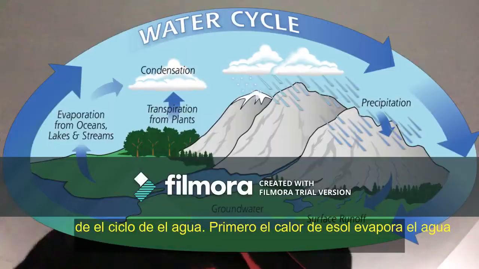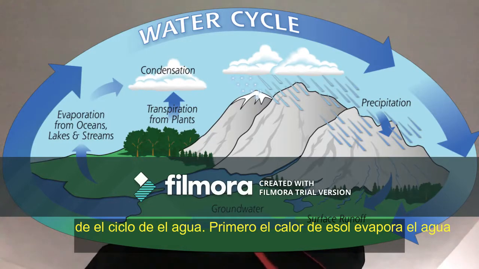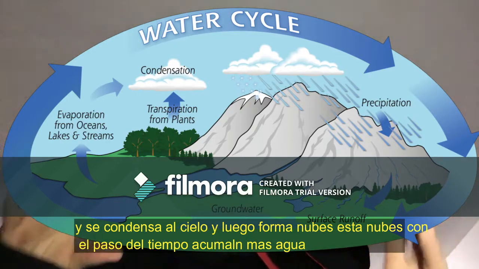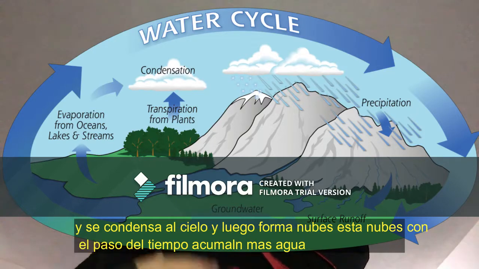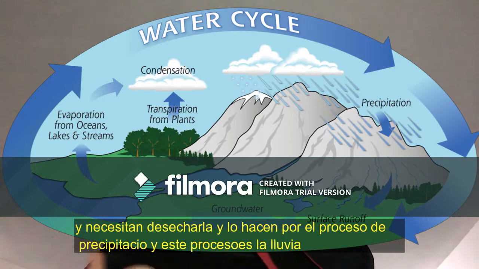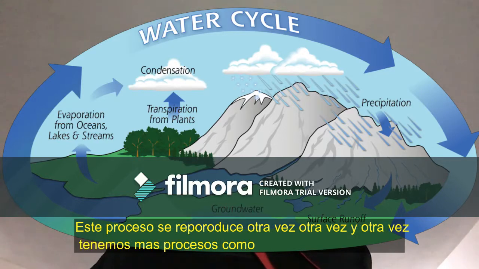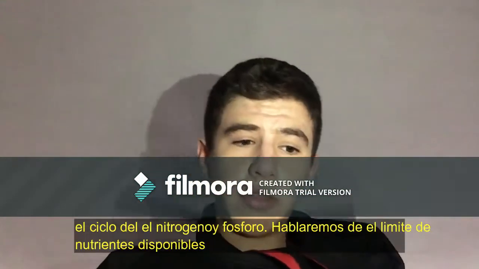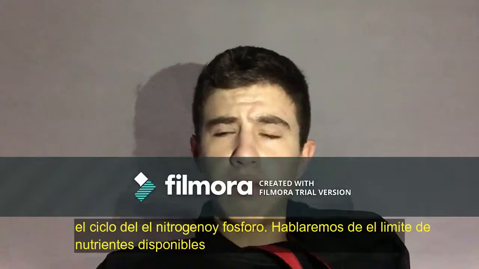Now I'm going to talk to you about the water cycle. First, the heat of the sun evaporates the water, and it condenses at the top, and then it forms clouds. These clouds, with the passing of time, start accumulating more water and they need to release it, so they do it in the process of precipitation. The precipitation is raining, and this process repeats again and again. We have more processes like the nitrogen cycle and the phosphorus cycle.